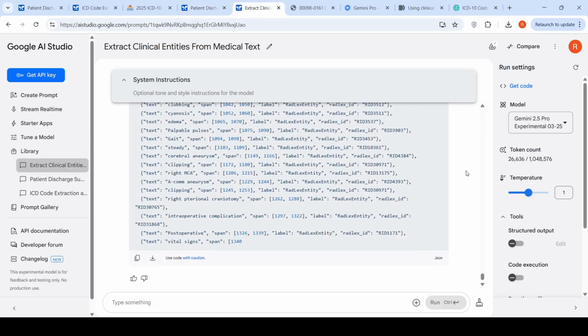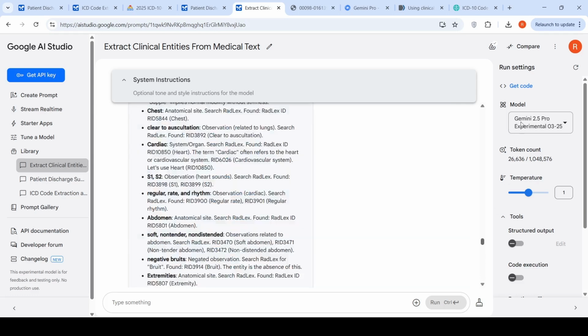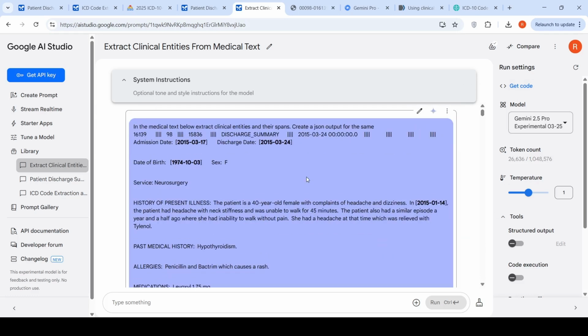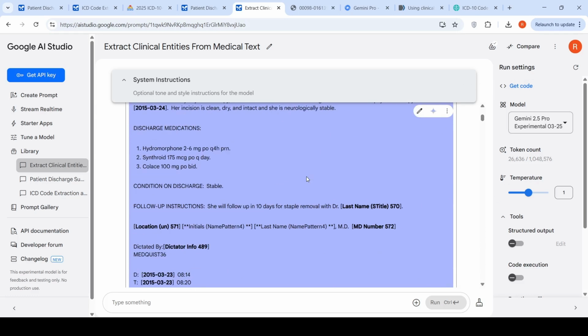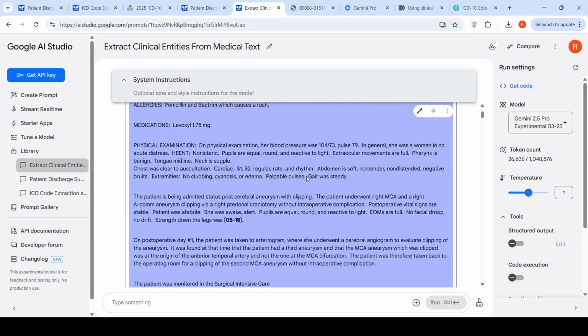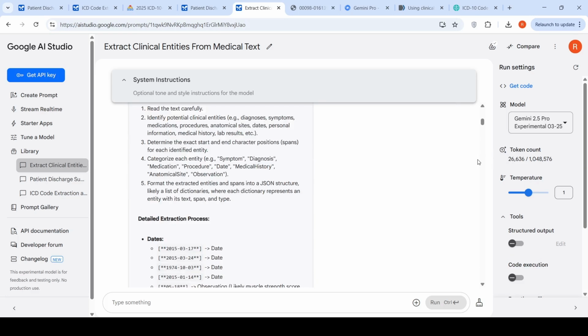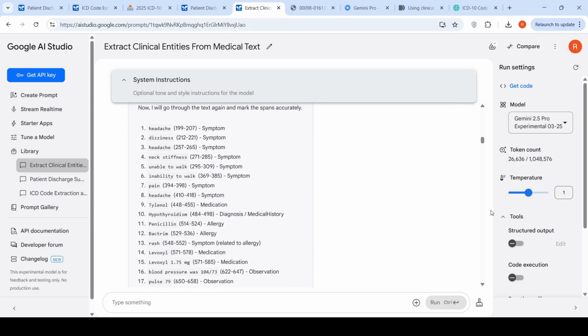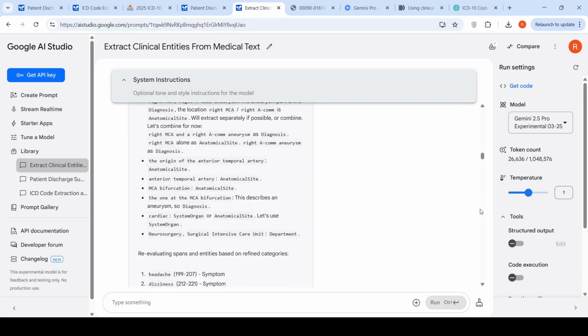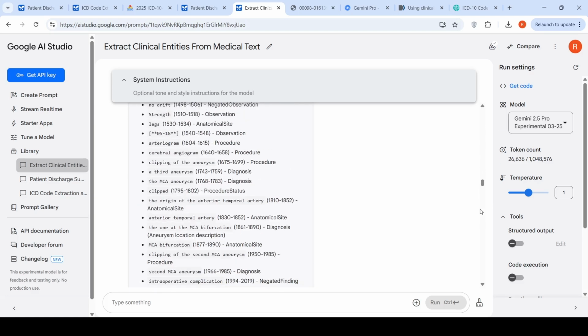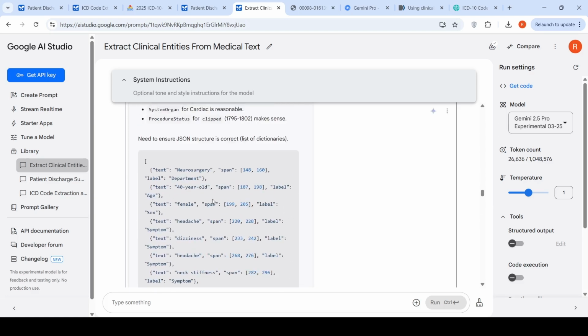Now the next thing I wanted to show was a simple extraction of clinical entities from this particular text. So I said extract clinical entities and their spans, and create a JSON for the same. It ends up creating everything over here. This is the reasoning or thinking, and this is the output which has been created.